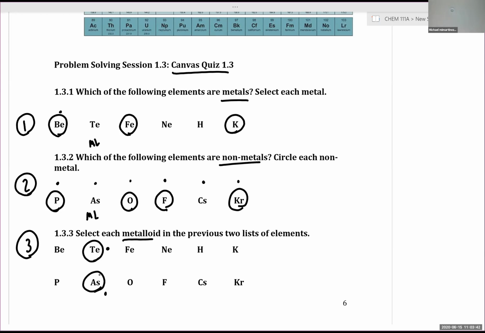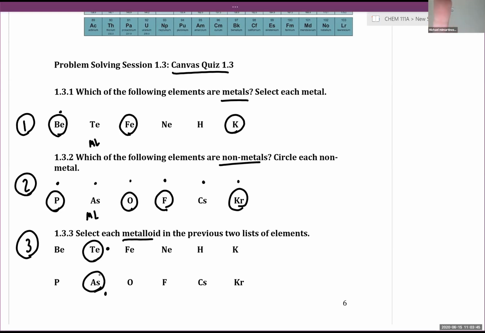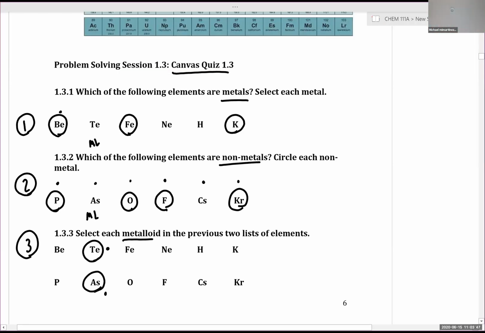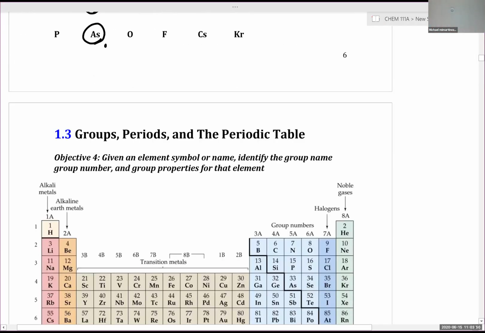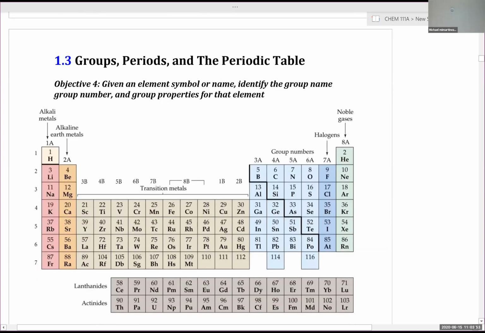Now, what is the purpose of all of this? Why did I have you identify metals, non-metals, and metalloids? Well, that leads in wonderfully to the next idea, which is our next way of classifying elements: groups, periods, and the periodic table. The periodic table is a central organizational structure that we use to understand and sort elements based on their properties and reactivity. In this section, given an element symbol and name, you're going to identify the group name, group number, and group properties.